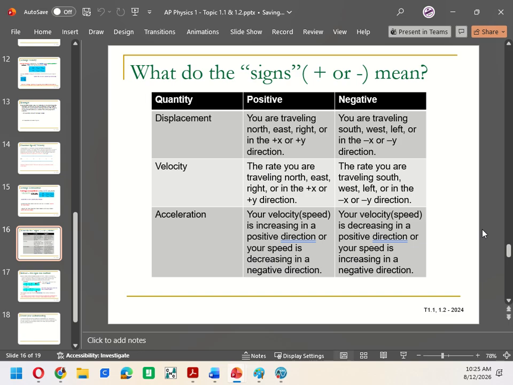If it is a positive acceleration, but in the negative direction, it's slowing down. If it is in the negative direction and it is a negative acceleration, it's speeding up in the negative direction.